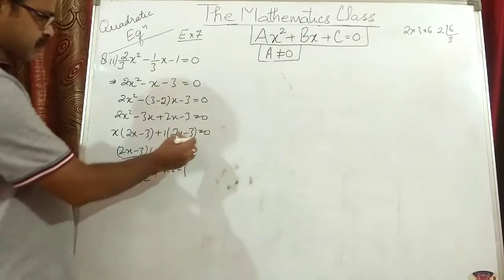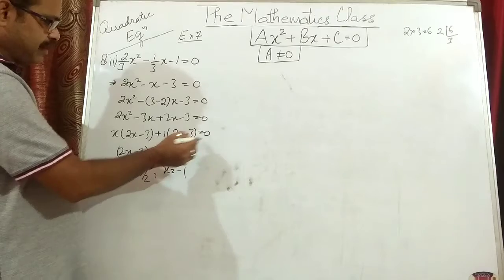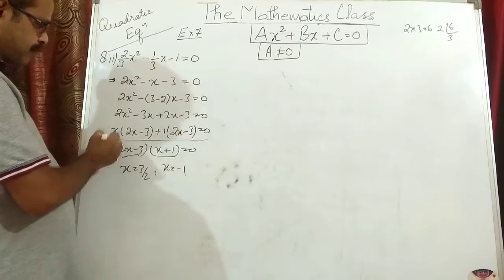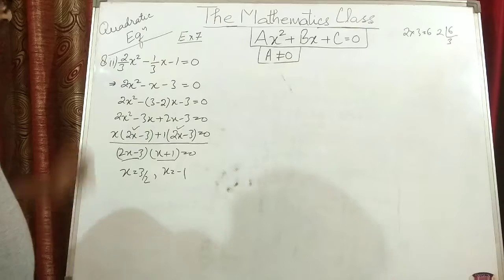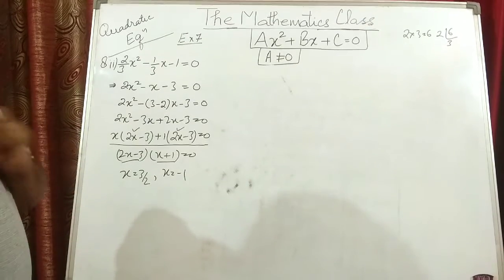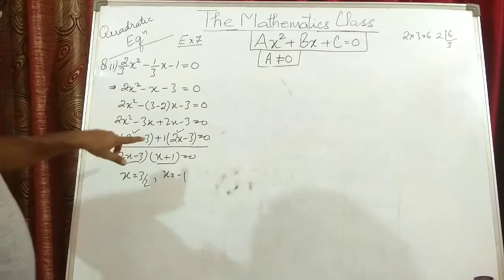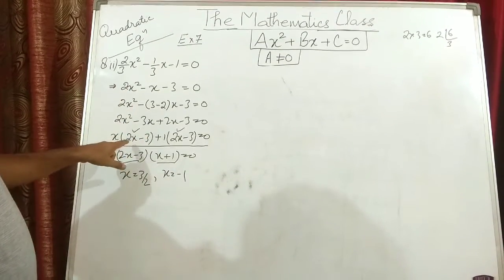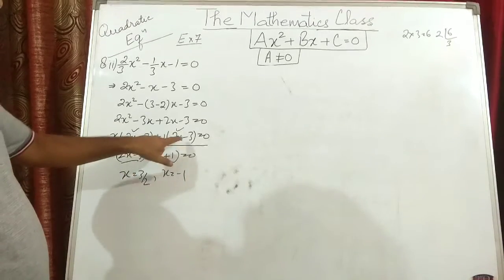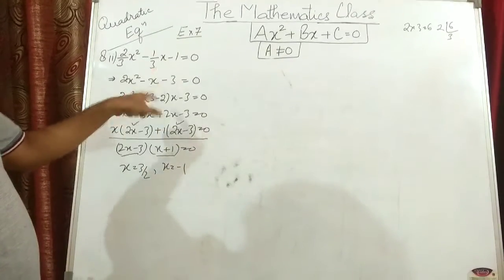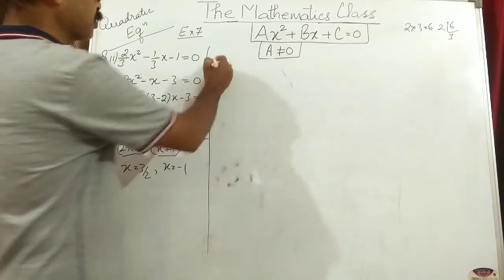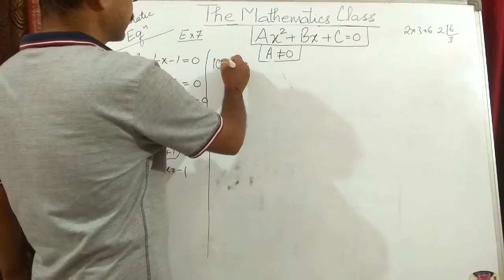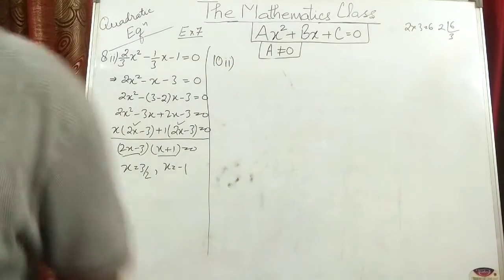Now one more thing you need to remember, that if in this step we are getting both these factors same, it means our calculation is completely right. If we are getting different, even if the signs are changed, suppose 2x minus 3 and 2x plus 3, it means somewhere we have done wrong calculation. Anyway, now we move on to question number 10, second part. Let's see what is that.